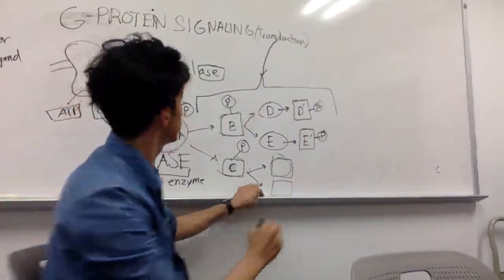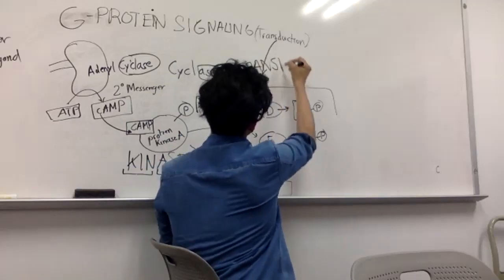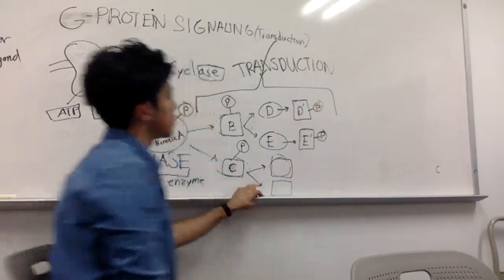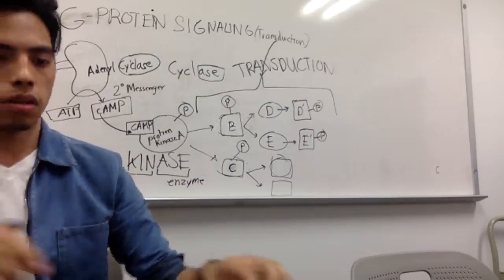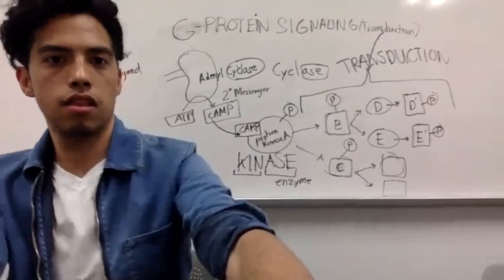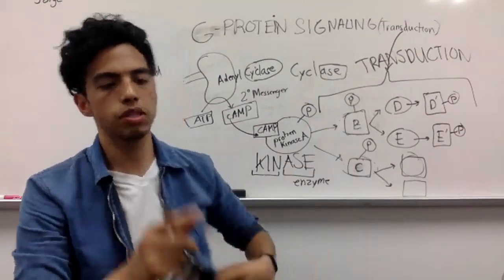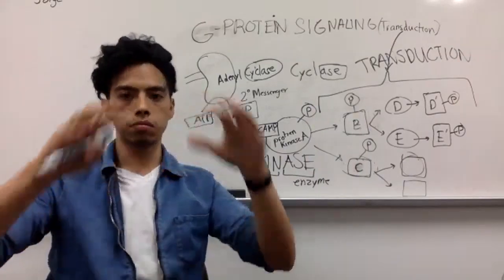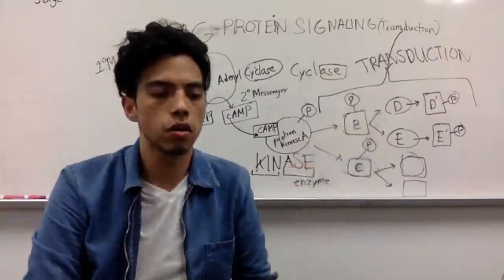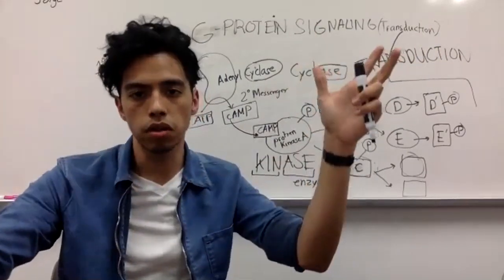Transduction. Let me write that down. Transduction. Okay, so that's what we call transduction. Basically, you start with one molecule, and you keep on activating a bunch more, and so at the end you have millions and millions of molecules.